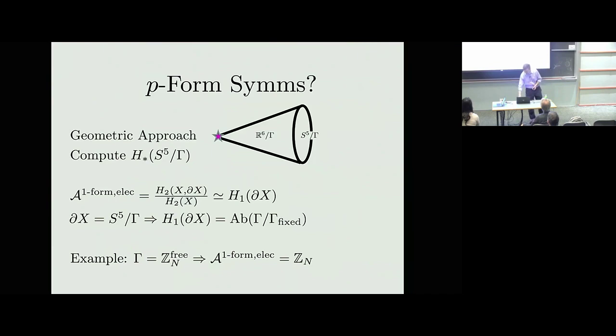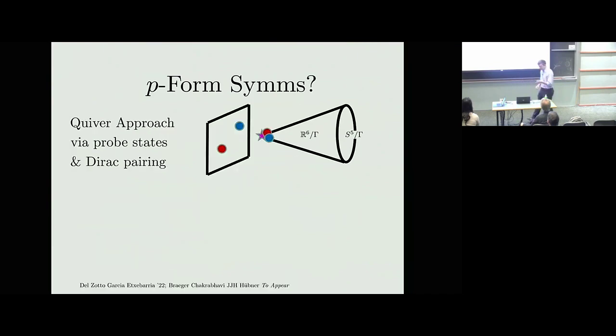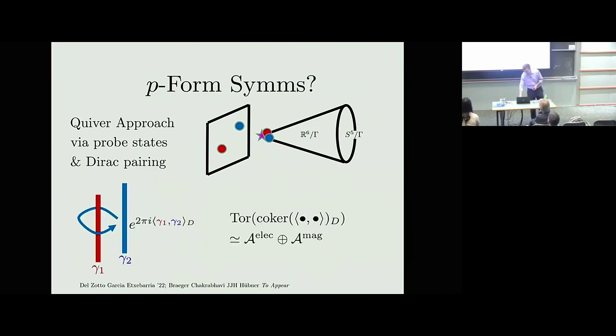How about over on the quiver side? Well, I do exactly the same thing. The argument presented in here doesn't really care about the amount of supersymmetry. The main point is that if you knew enough about the Dirac pairing, then you would have enough information to start reading off the electric and magnetic one-form symmetries. So I'm just going to do the exact same thing. I'm going to talk about probe states in this singularity and see what I get. So this is basically just a copy-paste of the previous slide.